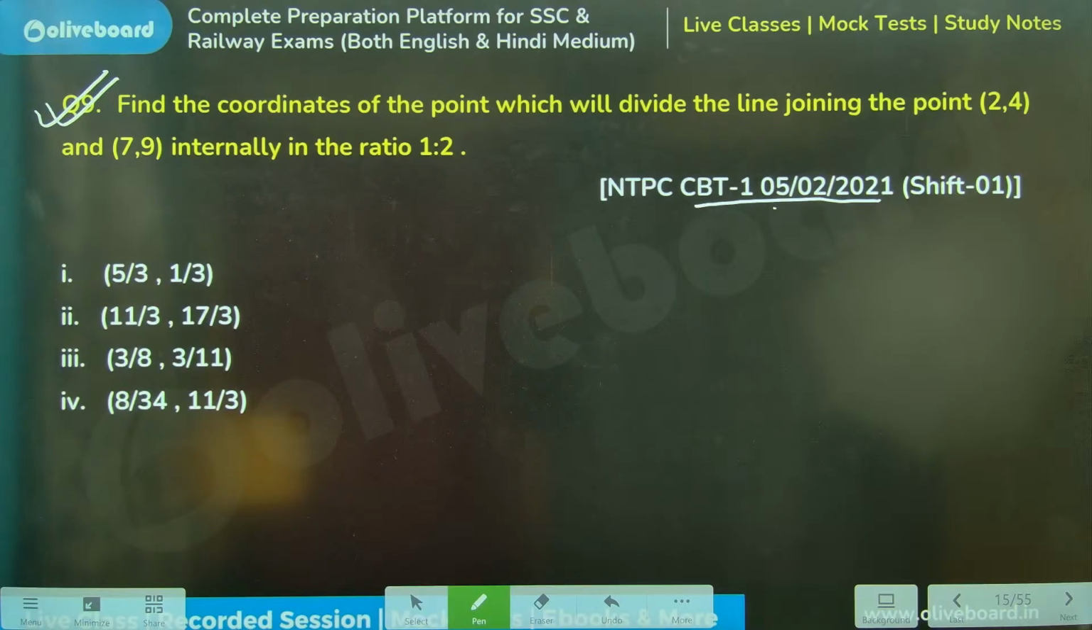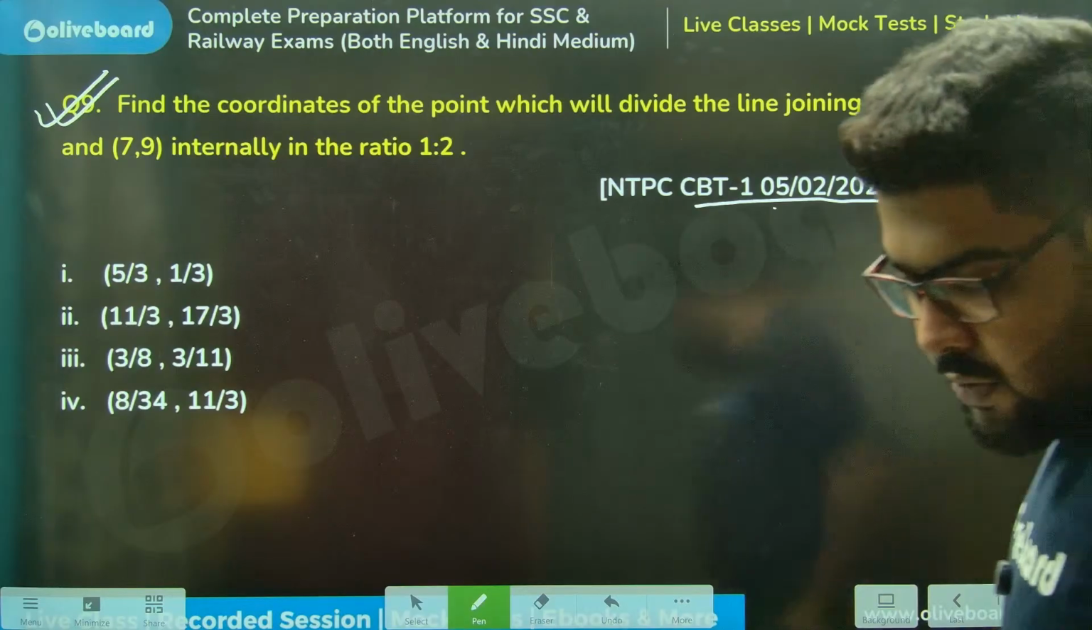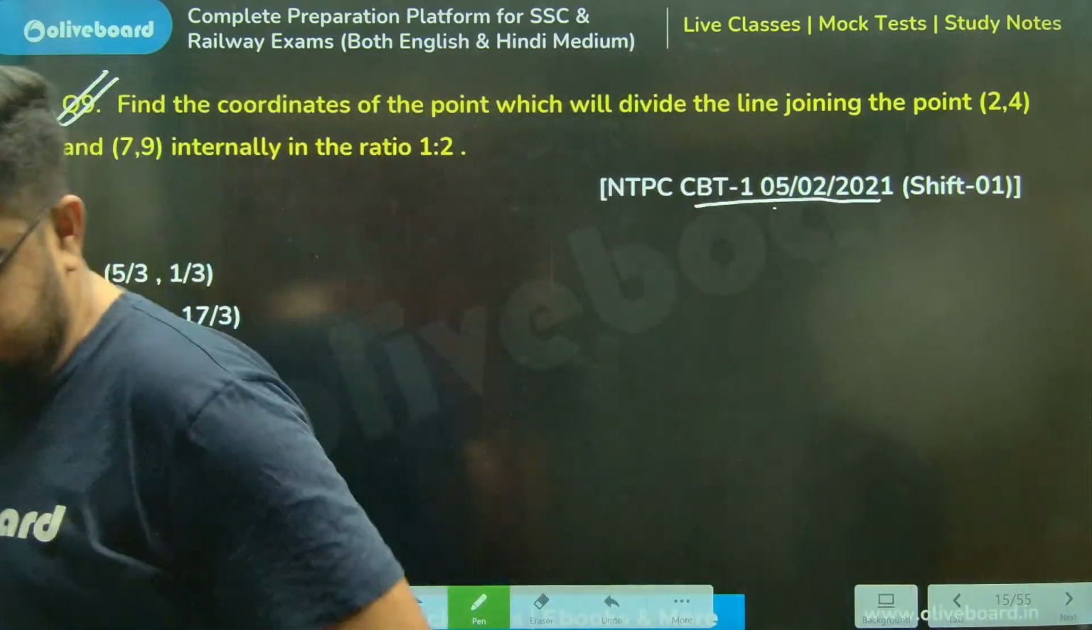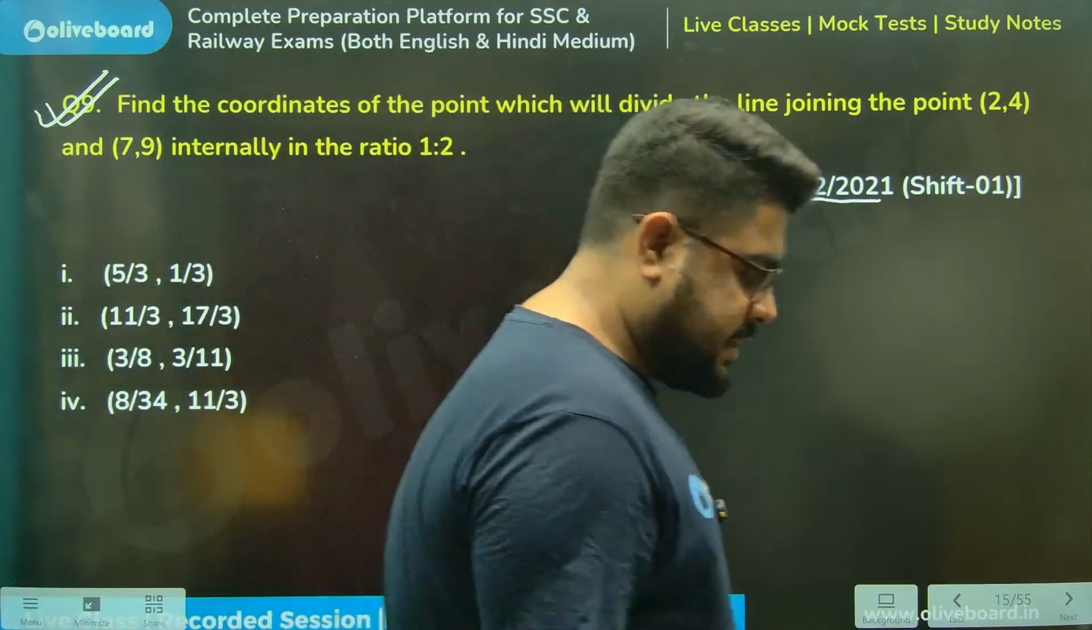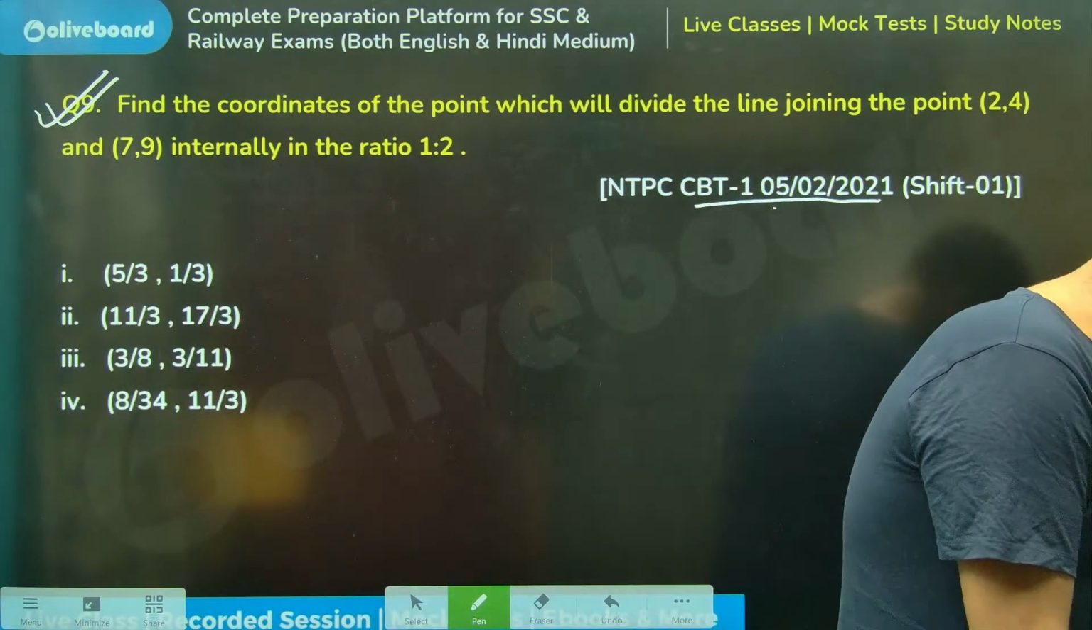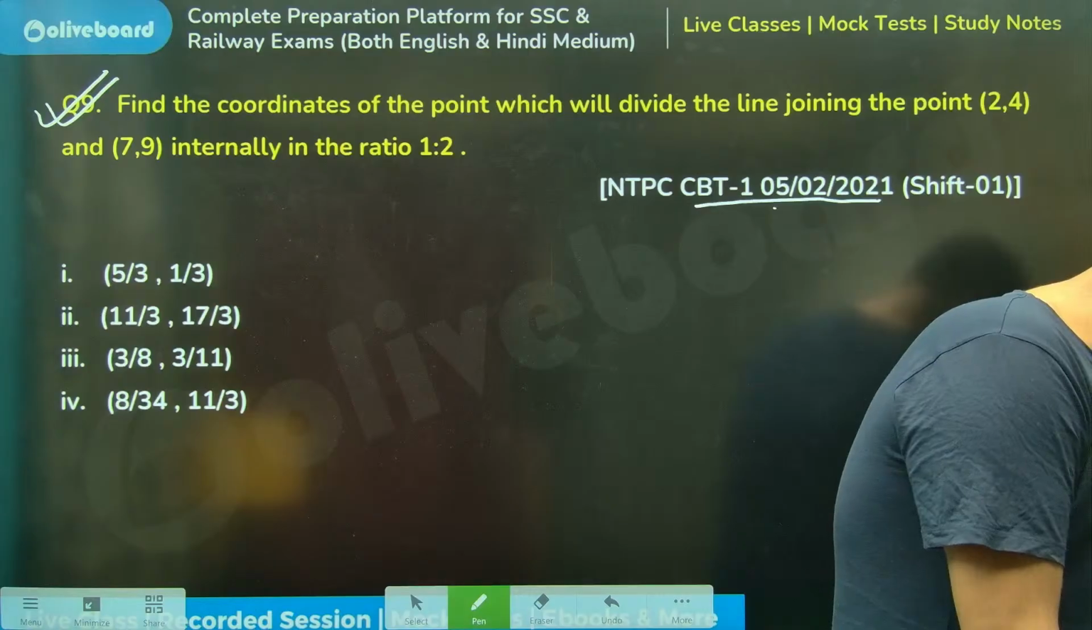Answer. Need answer. Only one answer I've got till now. Rohit is saying B. Vriti has given answer B. Okay. Anybody else?